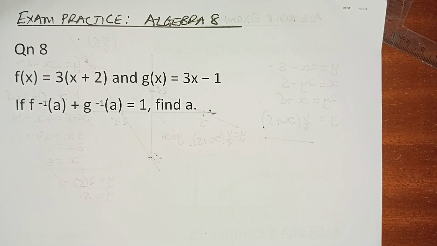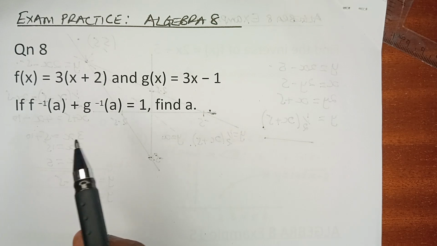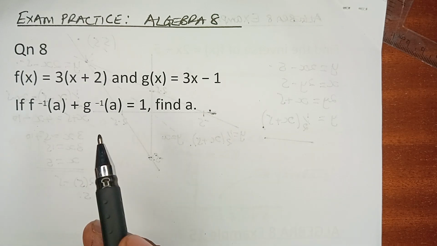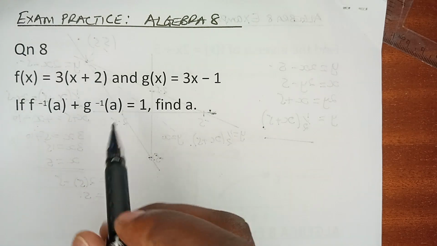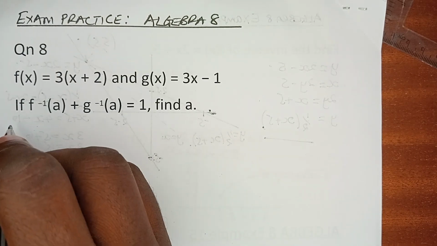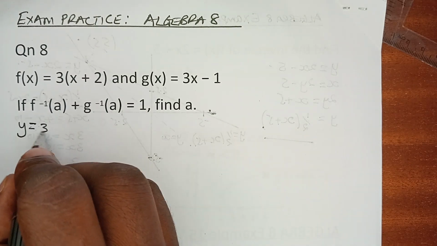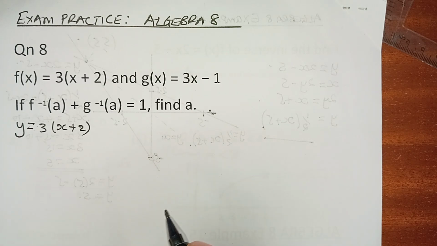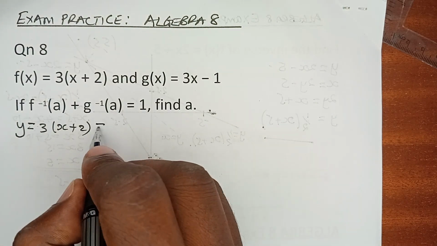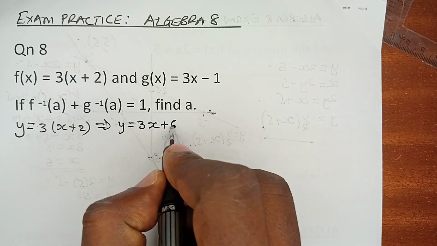First of all, we have the task of finding the inverse function of each one of them. The first one: we write it in terms of y, which is y = 3(x + 2). Of course, we can open the bracket and have y = 3x + 6.